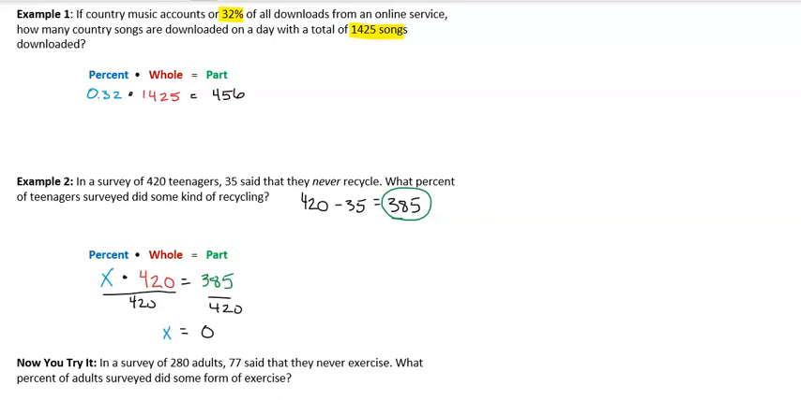So that gives us 0.916 repeating. So remember, this is a decimal form of percent. In order to put it as a percent form, we want to move the decimal place over two places or multiply by 100, and we get 91.6%. So 91.6% of teenagers did some sort of recycling. All right, so now it's your turn to try it.